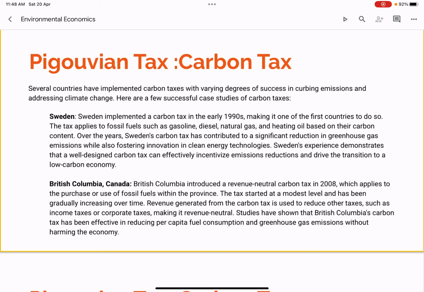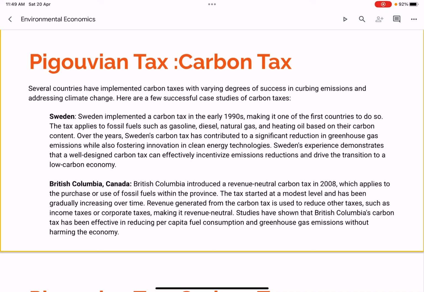Same thing is about British Columbia. British Columbia is in Canada, and it introduced the carbon tax much later, in 2008. And that carbon tax applies to the purchase or use of fossil fuels within the province of British Columbia in Canada. They started with a modest level of tax and then they progressively increased the tax over time.